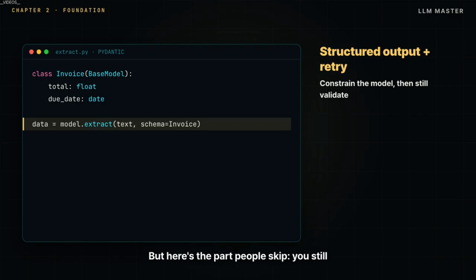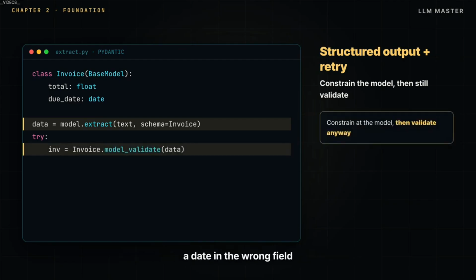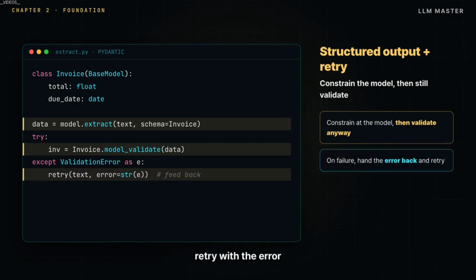But here's the part people skip. You still validate at runtime. The model can return well-formed JSON that's semantically wrong, a total that doesn't add up, a date in the wrong field. So parse it into your schema, and if validation fails, catch the error and send it straight back to the model as feedback. Here's what you produced. Here's what broke. Try again. Constrain at the model. Validate in your code. Retry with the error. That loop is what turns a language model into a dependable extraction service.